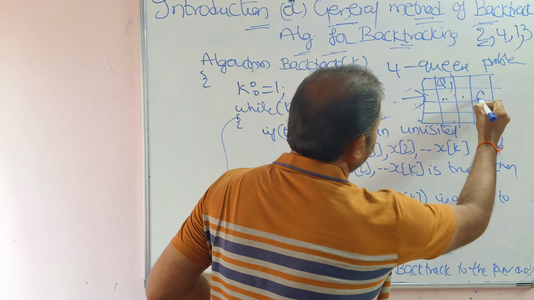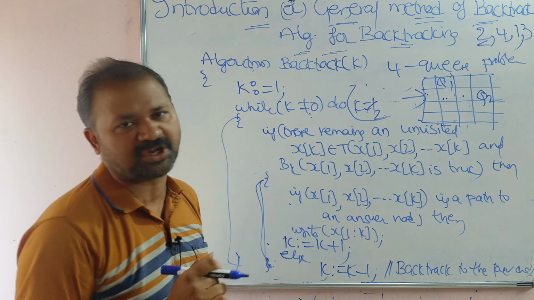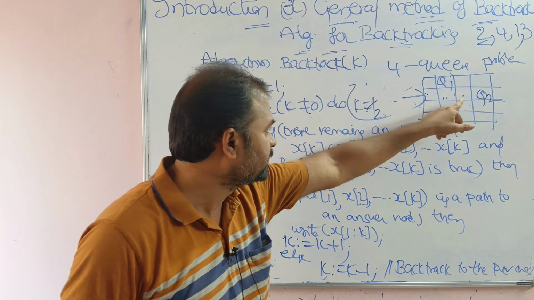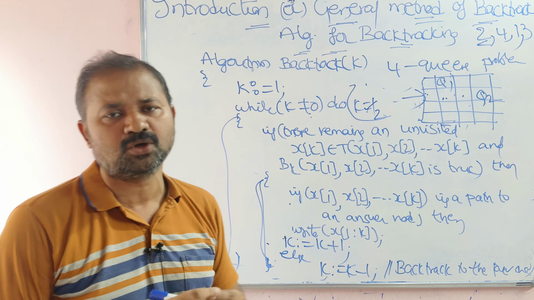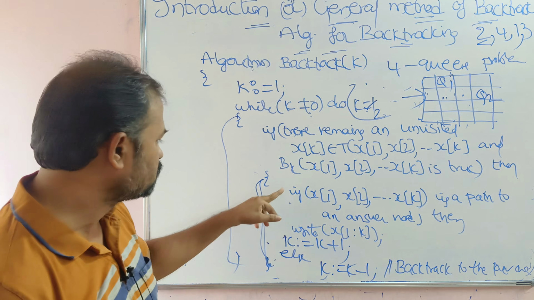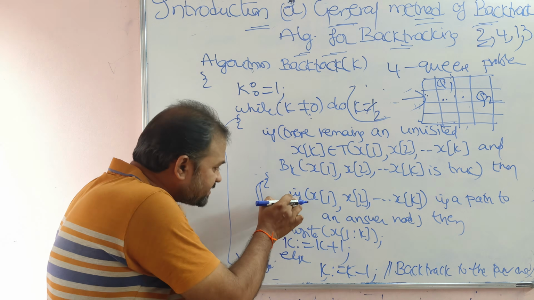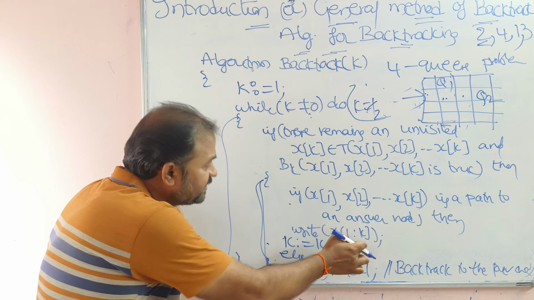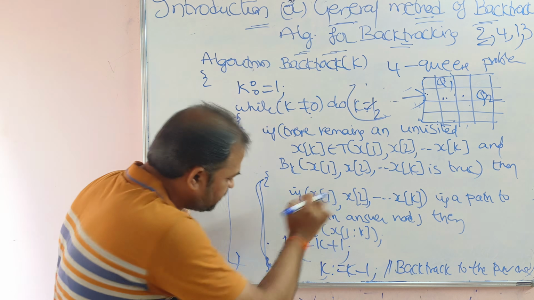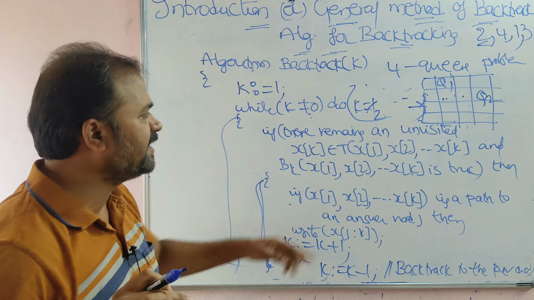So what is the answer? Queen 2 can be placed in the 4th column. Is this a solution, an answer node? No. Why? Because we need to place 2 more queens. So this is not the answer node, and this condition is false. So the write statement won't be executed. Next, k equals k plus 1. So now the control will be at this location.